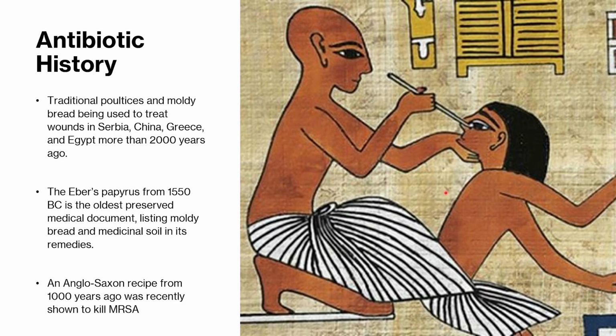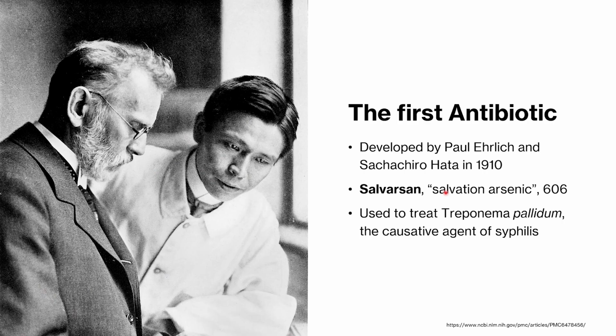So traditionally, we can find poultices and moldy bread that was used to treat wounds more than 2,000 years ago. And the Ebers Papyrus from 1550 is the oldest preserved medical document ever. And it listed moldy bread and medicinal soils in its remedies. And then recently, an Anglo-Saxon recipe from 1,000 years ago was tested, and it was shown to kill MRSA. So those are the earliest instances of us using things to kill bacteria, but they're not really antibiotics.